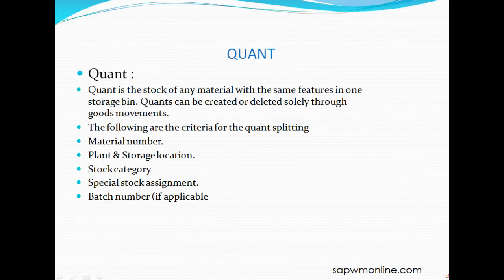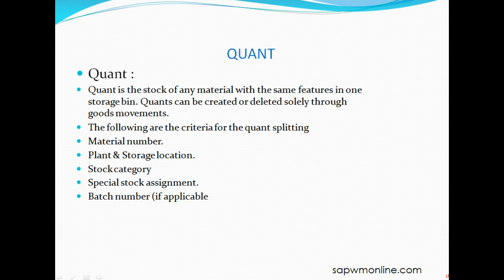Quant. A quant is the stock of any material with the same features in one storage bin. Quants can be created or deleted solely through goods movement. So whenever you post a goods receipt at an IM level, at a WM level, a quant is generated. Now this quant is a numeric identification for that stock of material, and it would be there till the material is in the warehouse. Once it leaves the warehouse, the quant number is automatically deleted.